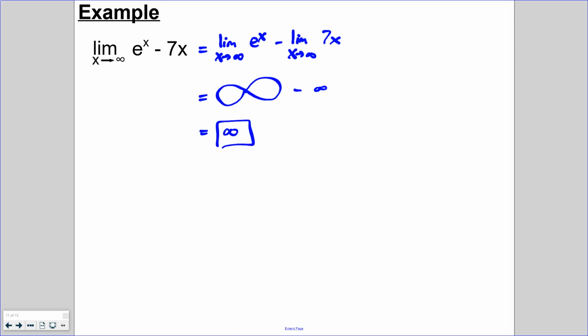And yes, I know that in previous videos I said we can't do infinity minus infinity. It is an indeterminate form. And yes, that is true. We can't technically do this mathematically, but as I mentioned, we don't have enough tools yet to evaluate this properly. So for now, we're just going to be doing this kind of intuitive version of math. All right, so there we have it. The end behavior for the function e to the x minus 7x is just going to be infinity.